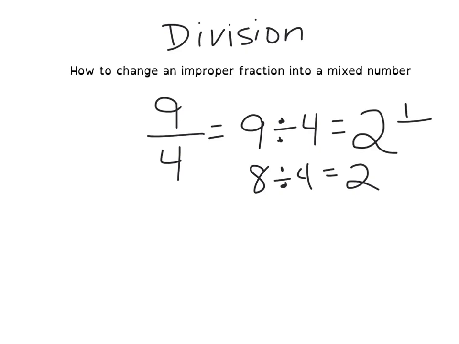And the denominator is super easy. It always stays the same. See how the denominator's 4 here? The divisor, the denominator, they're the same thing. So 9/4 as an improper fraction is really 2 1/4.